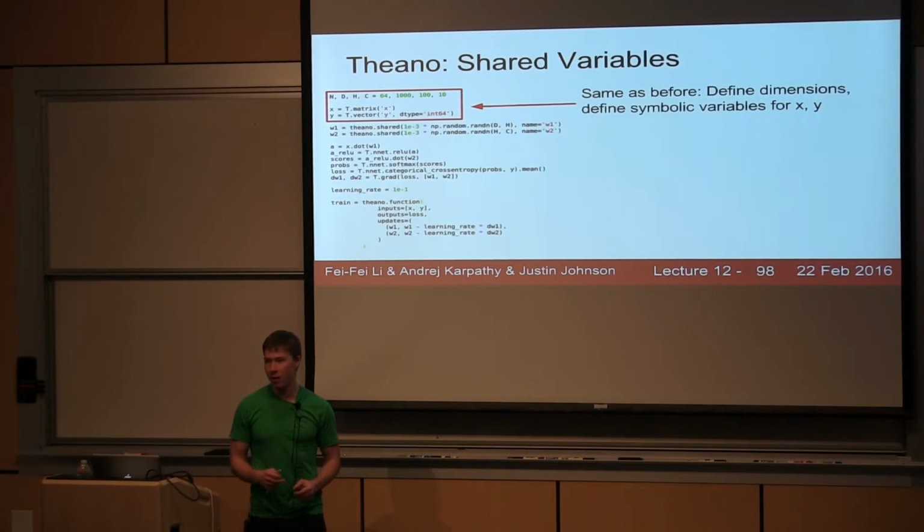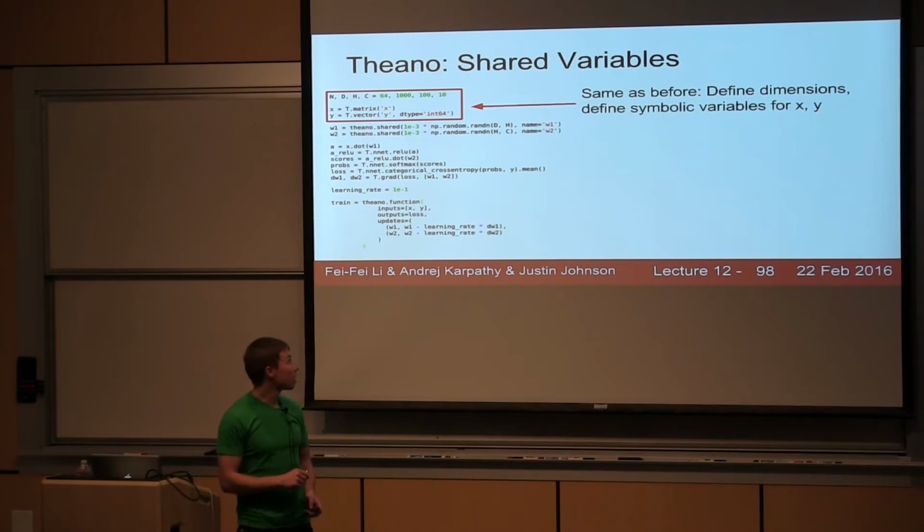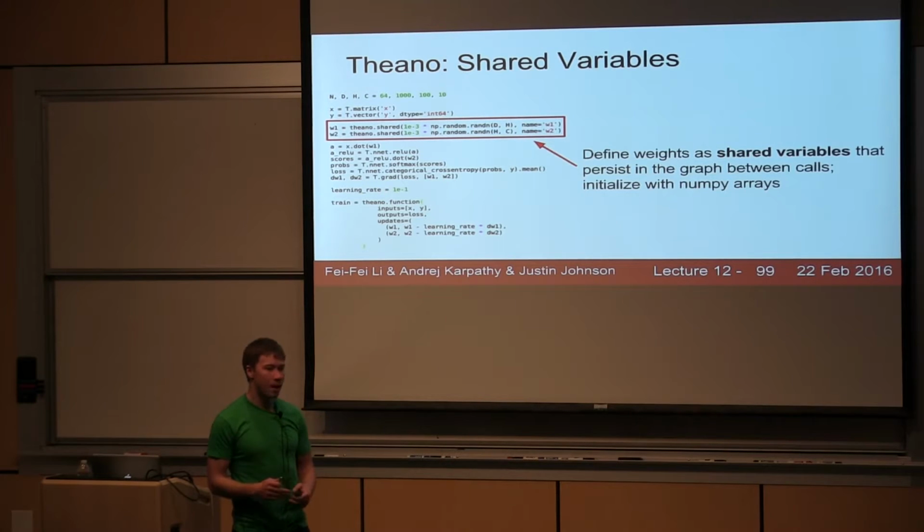And the way that we do that in Theano is with this cool thing called a shared variable. A shared variable is a part of the network that actually is a value that lives inside the computational graph and actually persists from call to call. So here, this is quite similar to before. Now we're defining our same symbolic variables x and y for the data and the labels. And now we're defining a couple of these new funky shared variables for our two weight matrices, and we're initializing these weight matrices with NumPy arrays.